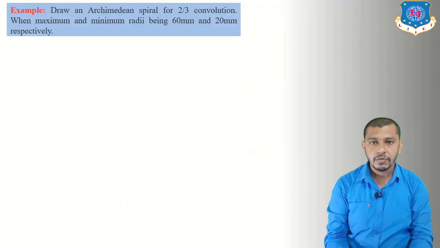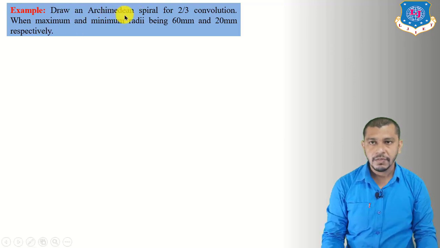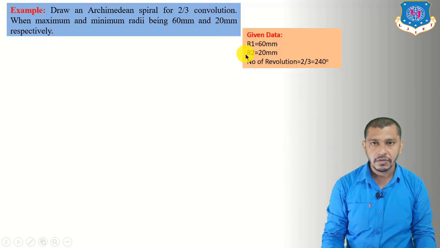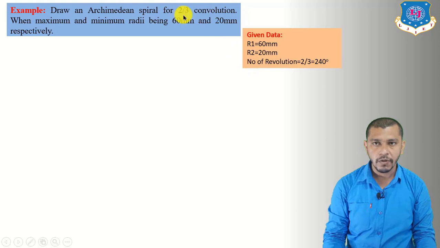Now let's move on to another problem having different data. So draw an Archimedean spiral for 2/3 convolutions when maximum and minimum radius being 60 mm and 20 mm respectively. So here we have two circles, one is the 60 mm and the another circle is of 20 mm radius. So the given data is R1 is 60, R2 is 20 mm and the number of convolution is 2/3. It is equal to 240 degree.